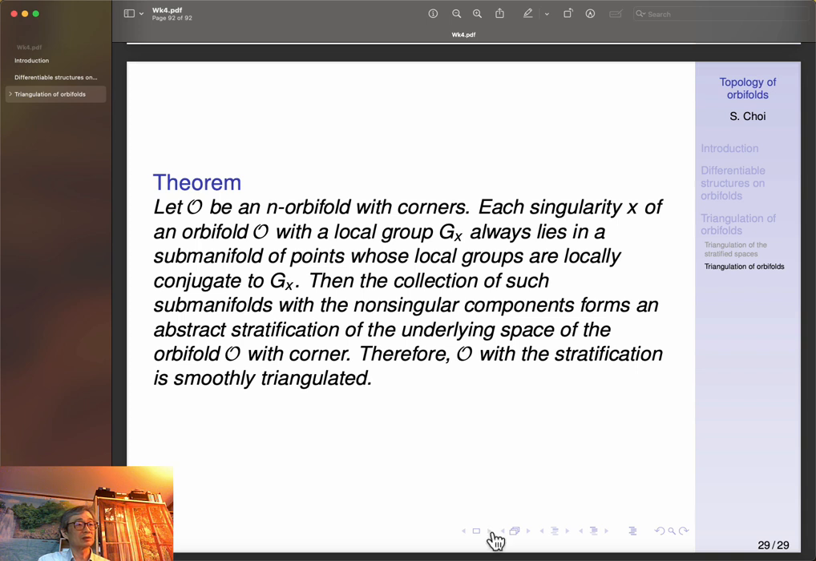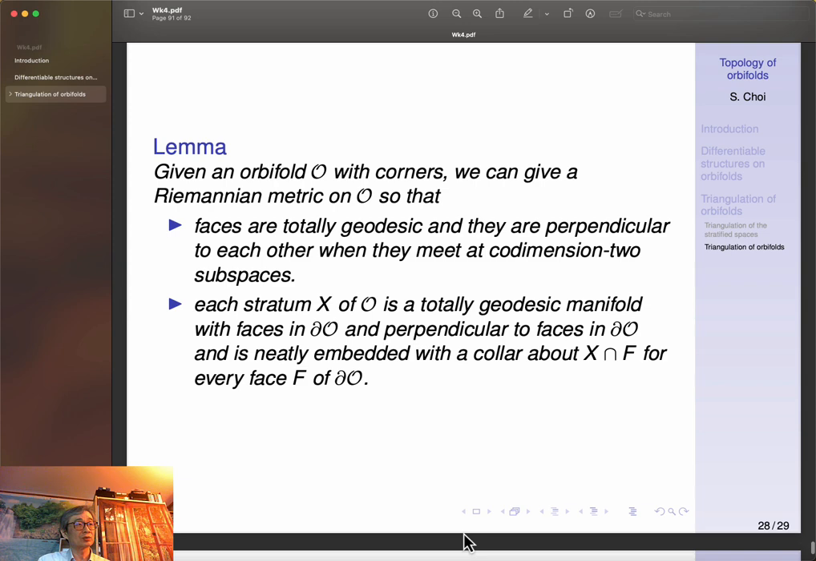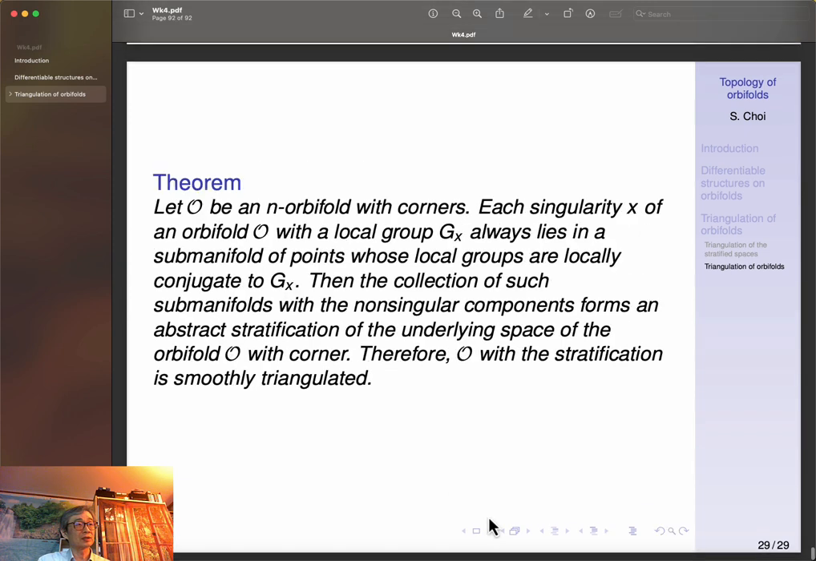So the basic idea is to use the previous lemma to show that this stratification is a real stratification, and then we use the theory of Verona to complete this. So this ends the lecture here.